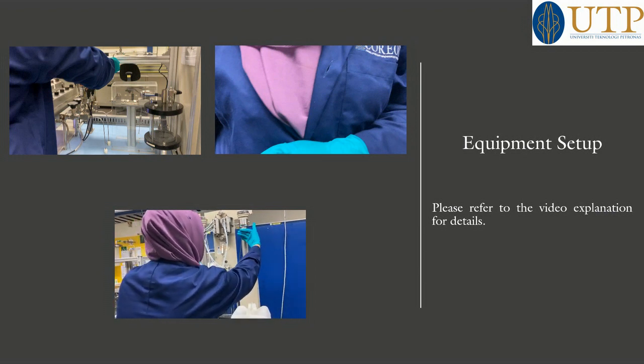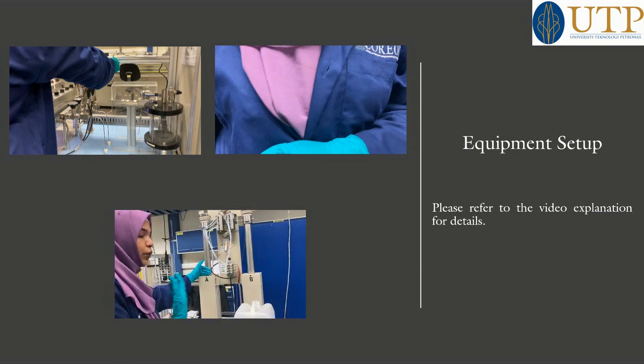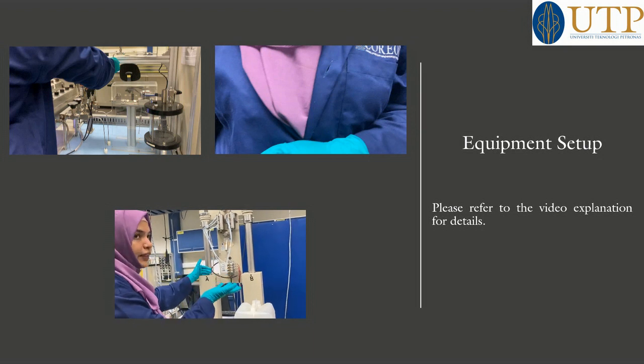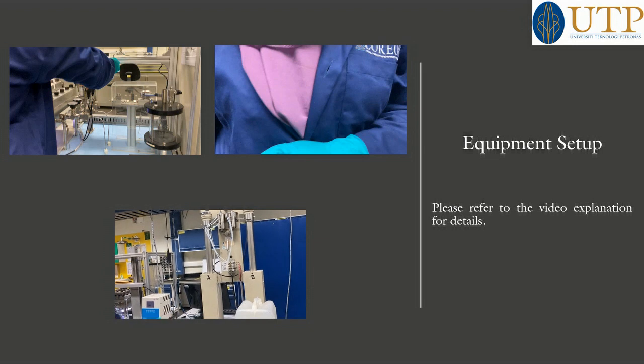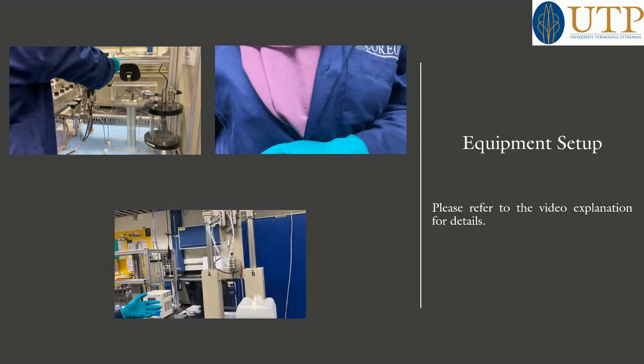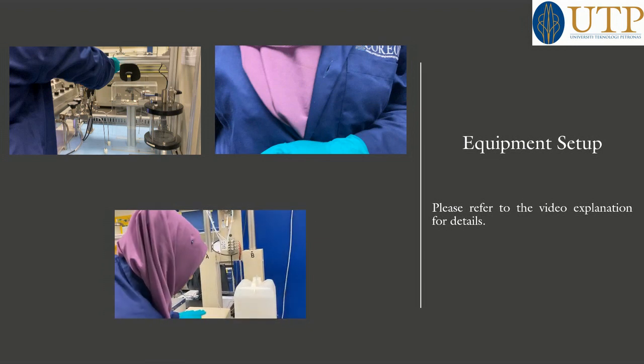That means it will refill B automatically. We don't need to operate it. It will change and refill automatically. That's why this equipment is very expensive and also very sophisticated. So for this one, firstly turn this on.